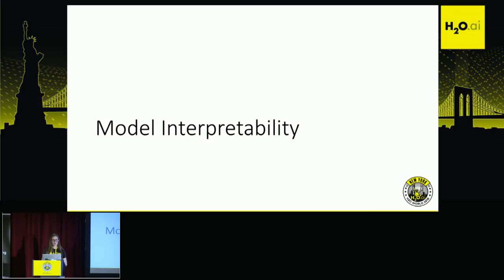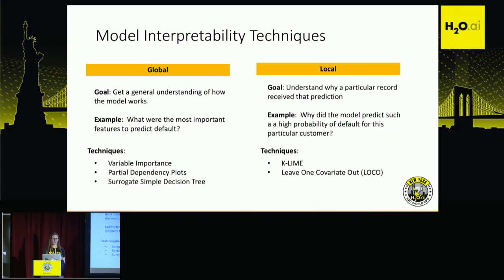So what Driverless is going to do is use a couple of techniques. There are two flavors: a global flavor and a local flavor. Global is going to give you a general sense of what happened. What are the general rules the model's following? What's typically happening? What were the most important features?